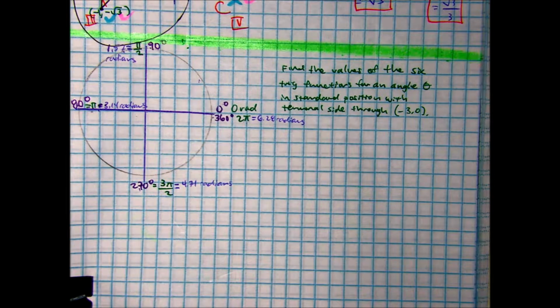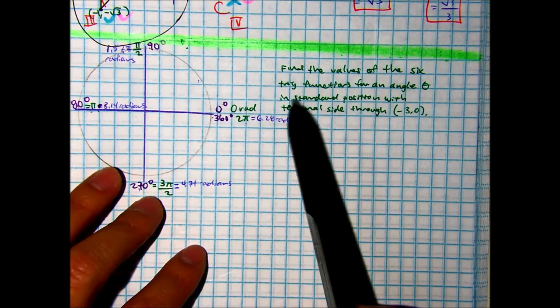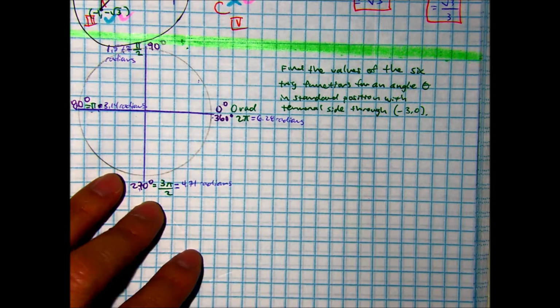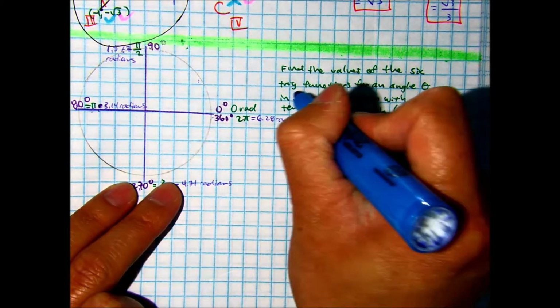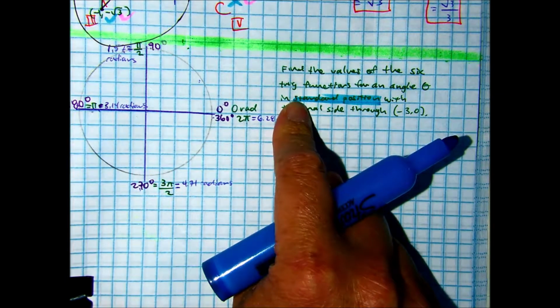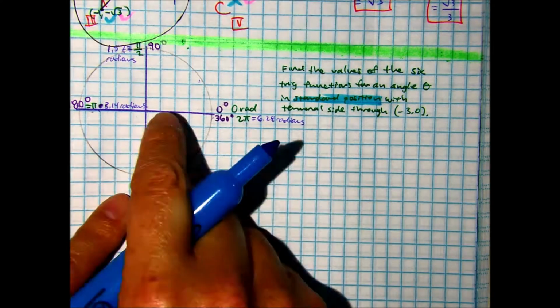And this problem is telling us to find the values of the 6 trig functions for an angle theta in standard position with terminal side through -3, 0. Let's review what standard position is. Standard position, standard S. It's kind of like the starting position. Put your finger where you would normally start to put your ray. You should have your finger here.